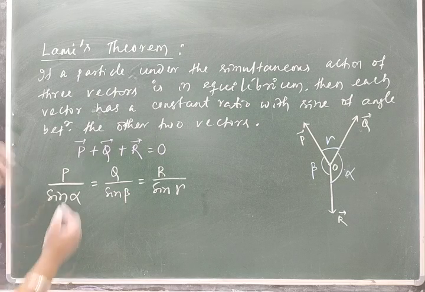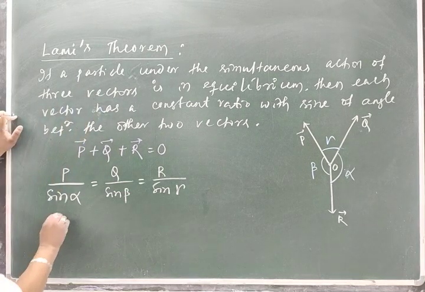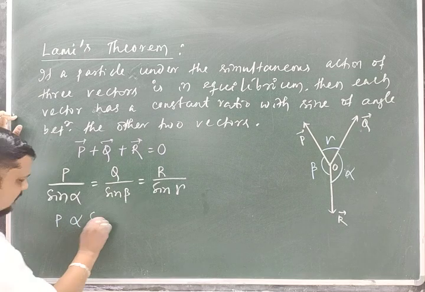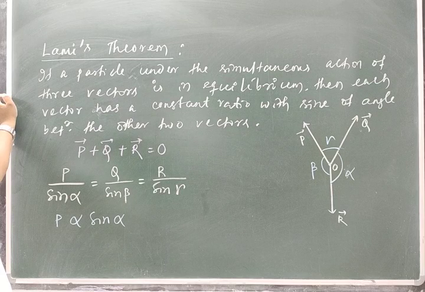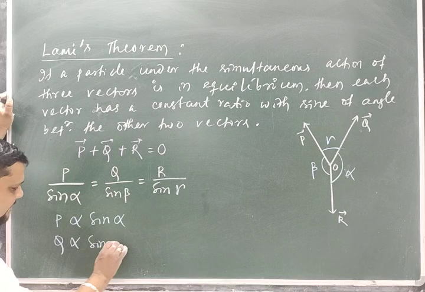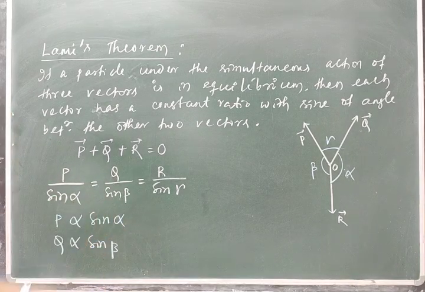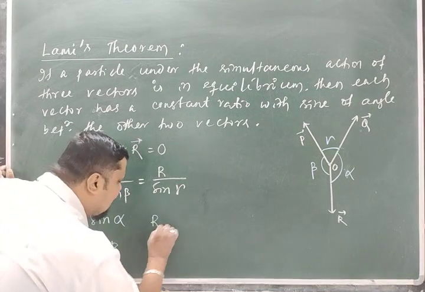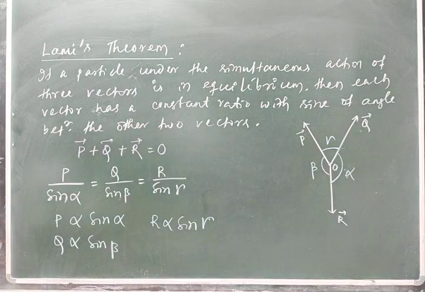So this statement can be written as: P is directly proportional to the sine of the angle between the other two vectors. Similarly, Q is directly proportional to sine beta, so that Q by sine beta is a constant. Similarly, R is directly proportional to sine gamma. This is also Lami's theorem. You can state Lami's theorem like this.